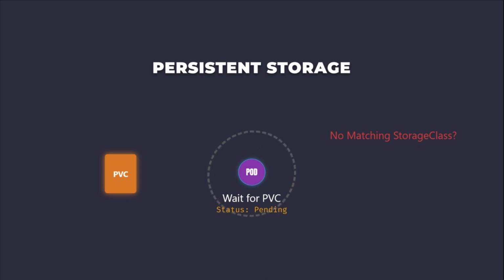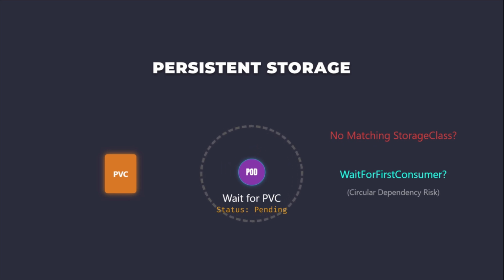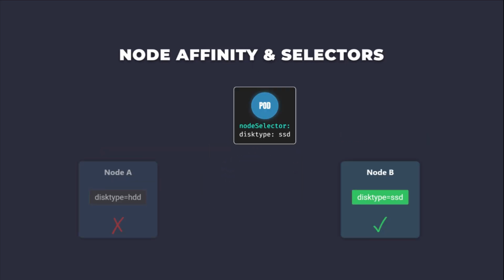Check the PVC events using kubectl describe pvc. Common causes include misconfigured volume binding modes, such as WaitForFirstConsumer, which requires the pod to be scheduled first, creating a circular dependency if other constraints exist. Ensure the provisioner is running and communicating correctly with the underlying storage system.